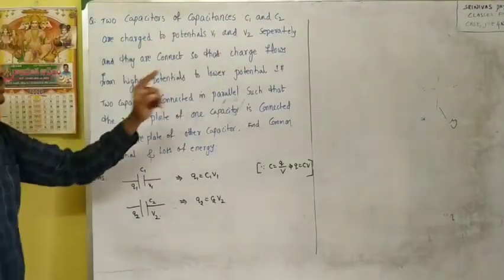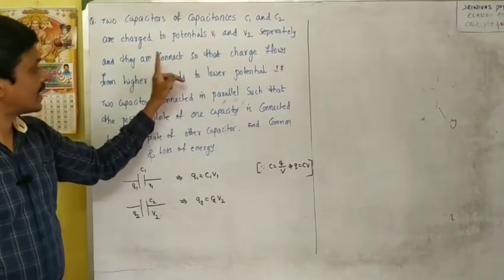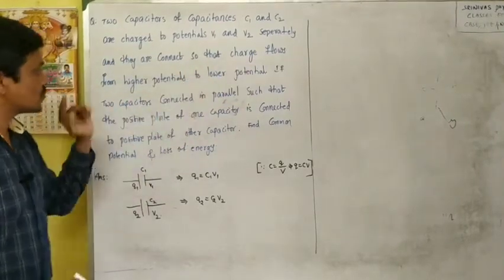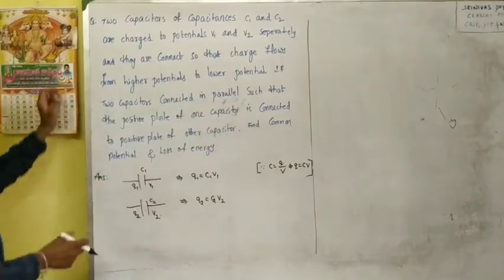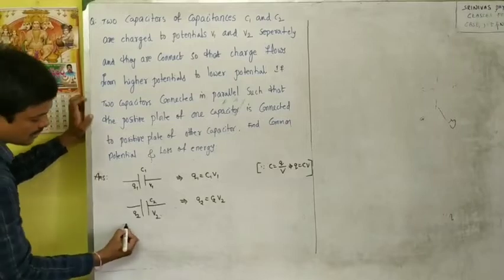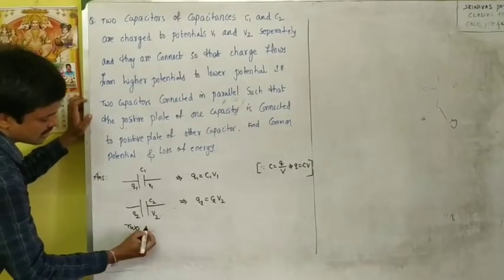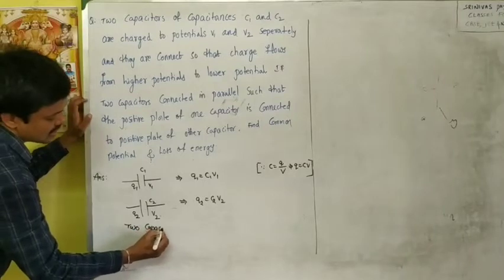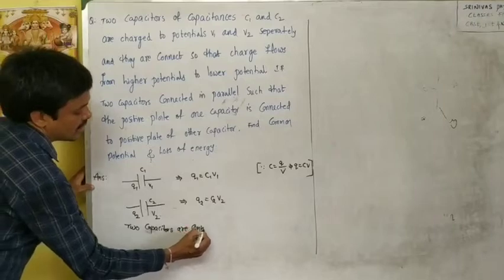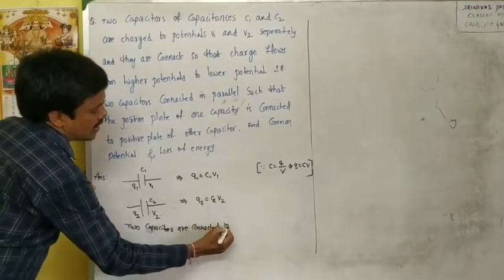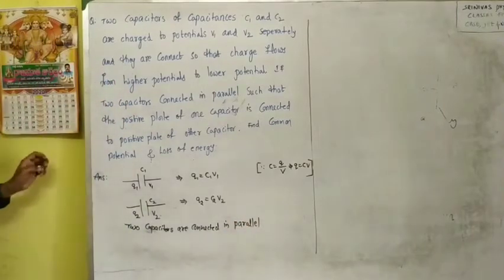We are charging them first to certain potentials separately, and then they are connected so that the charge flows from higher potential to lower potential. If the two capacitors are connected in parallel, now they are connected in parallel. Two capacitors are connected in parallel, right? Now we are connecting the two capacitors in parallel.